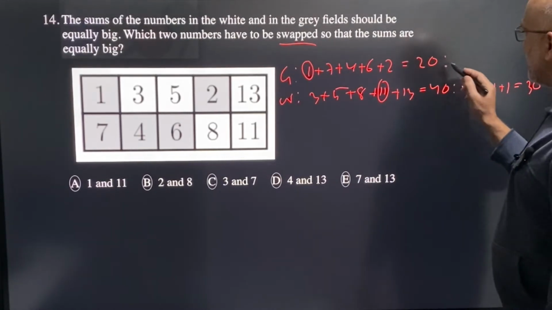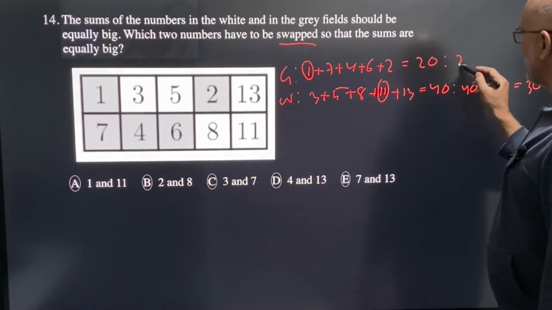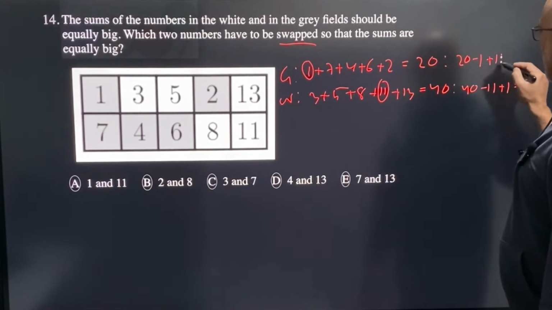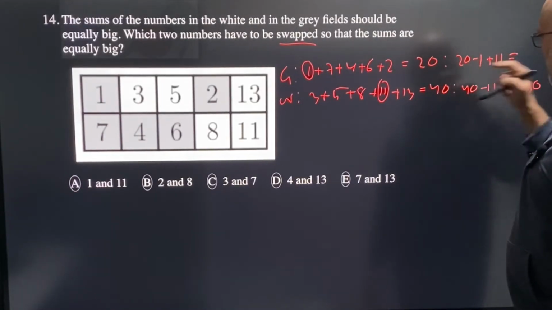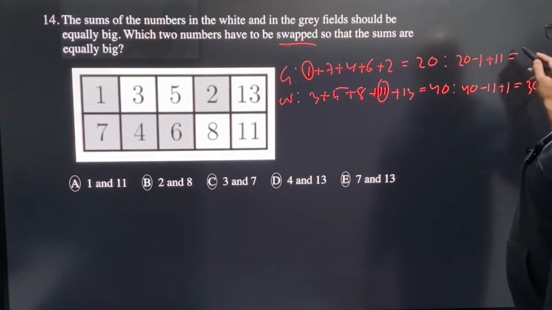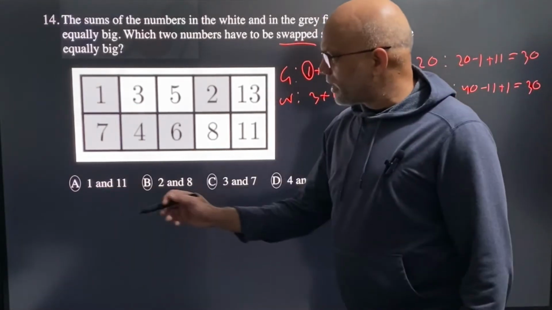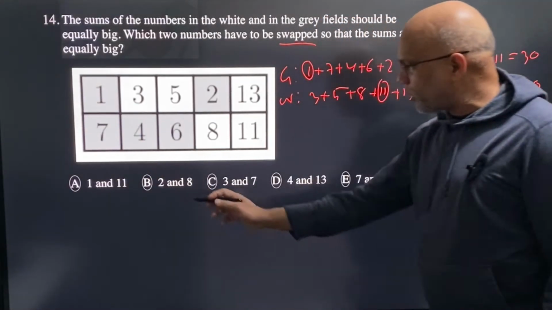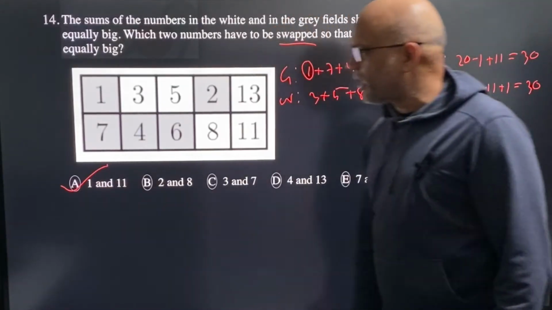All right. Here, I'm taking away 1, adding 11. So 20 minus 1 plus 11. So this is same as adding minus 1 plus 11, which is plus 10. So 20 plus 10 is 30. And these sums are the same. So A is the correct choice. If this did not work, you check the other one. But in Math Kangaroo, there is only one correct choice. So it must be A.